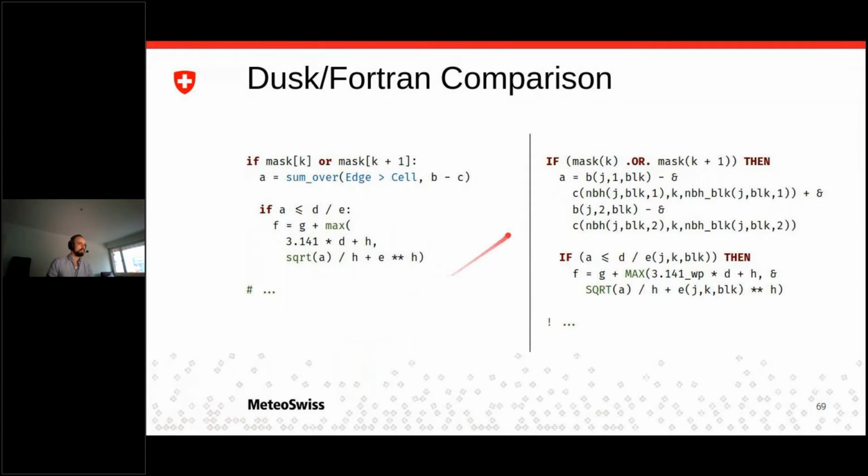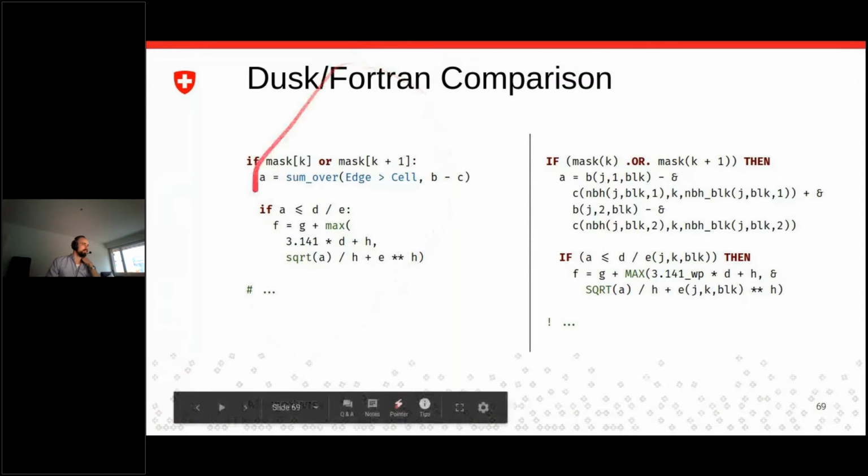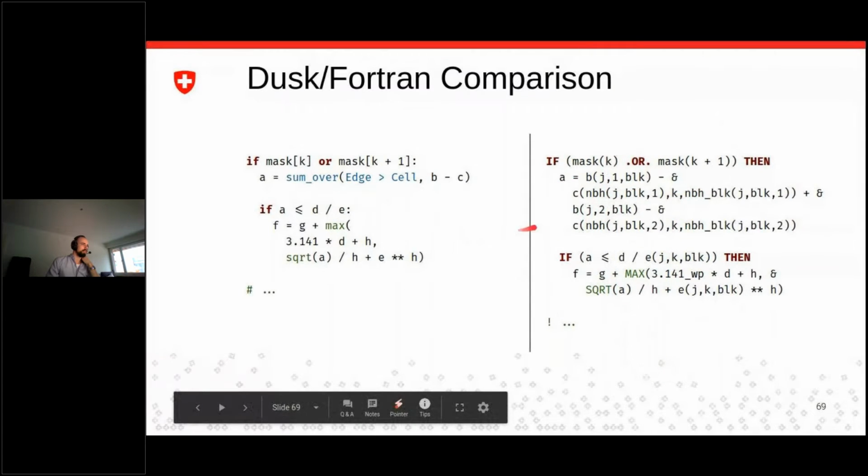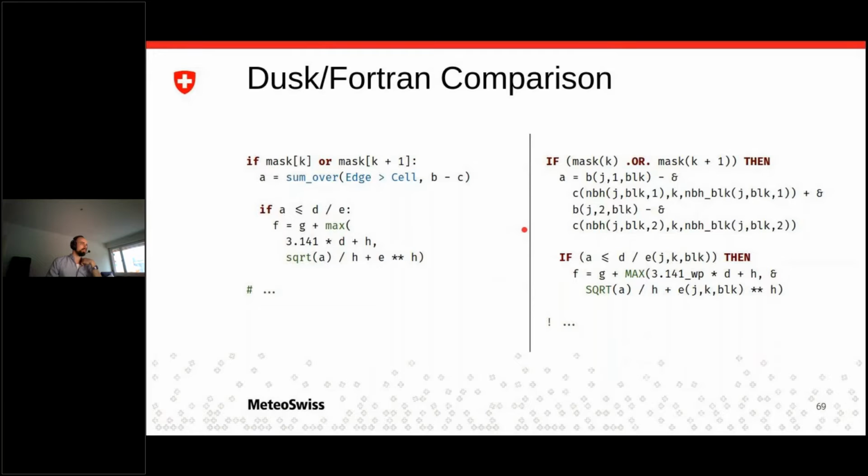All right, and here next we want to do a comparison between Dusk and Fortran. On the left-hand side, we have Dusk code. On the right-hand side, we have Fortran code. And always these codes kind of correspond to each other. They're a, let's say, very straightforward translation from each other. And we want to go through some examples and look at some differences.